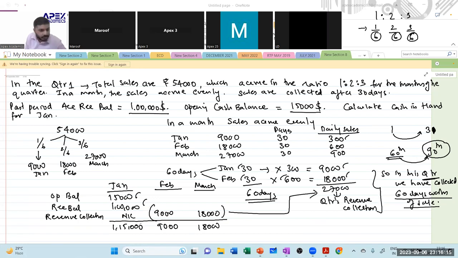Agreed, but for this to be the closing, I need to know the expenses. Do I have any expenses? Nil. How can I assume? I'm saying don't make fatal assumptions. I'm saying that this is the cash in hand in January. This is the cash in hand in January.